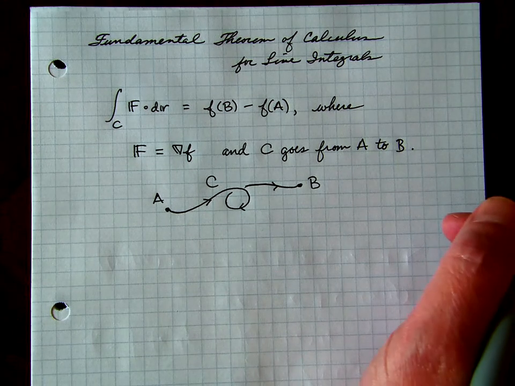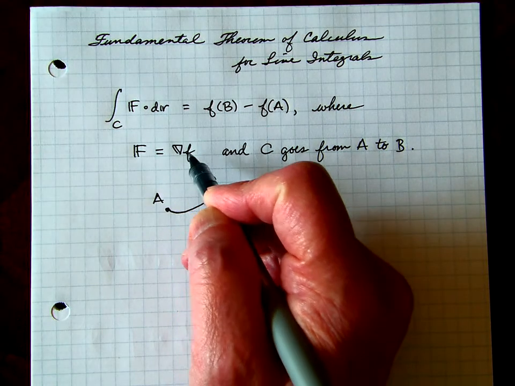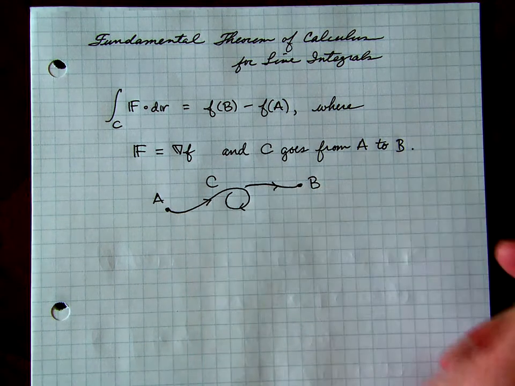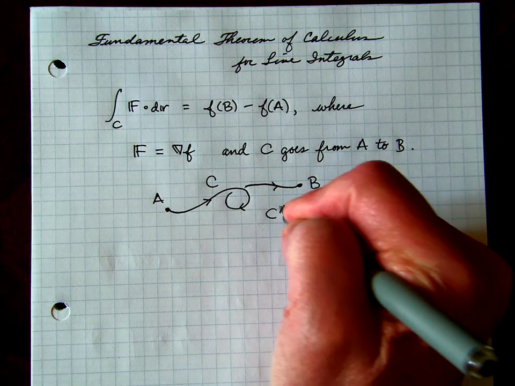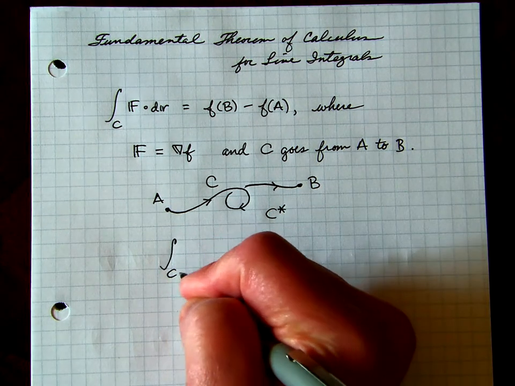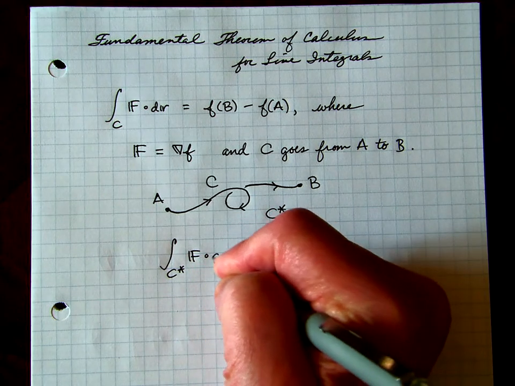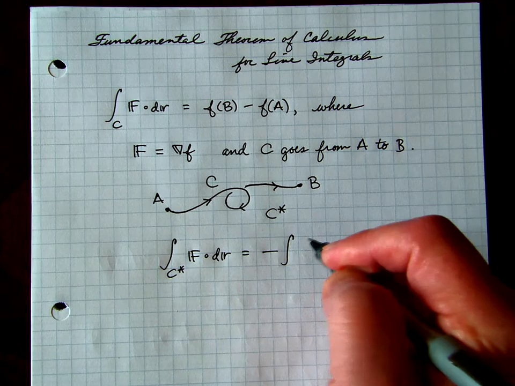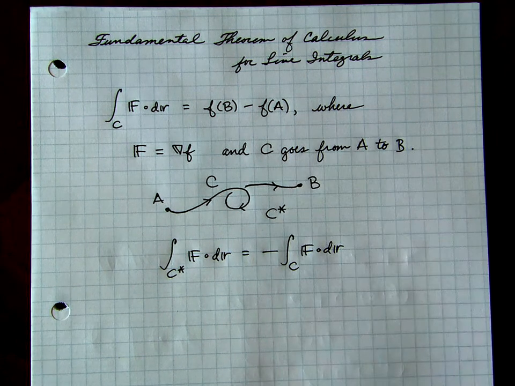A couple of things are pretty obvious now. If f is a gradient field, if it is conservative, and if you go from B to A, you're just going to reverse these, so they'll change the sign. Some people like to write C star for the reverse, and in that case, if you use the path C star instead and do f dot dr, you're just going to get the opposite, the negative, of the original, because you're just reversing A and B.